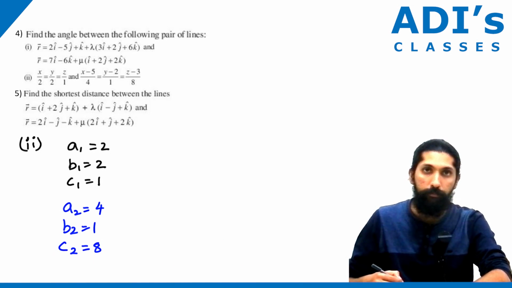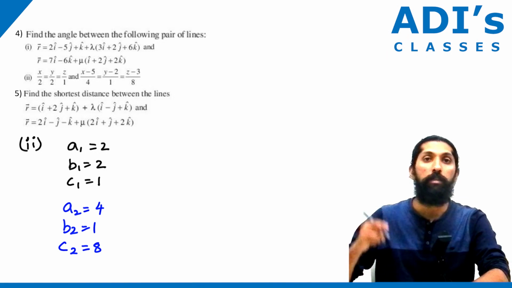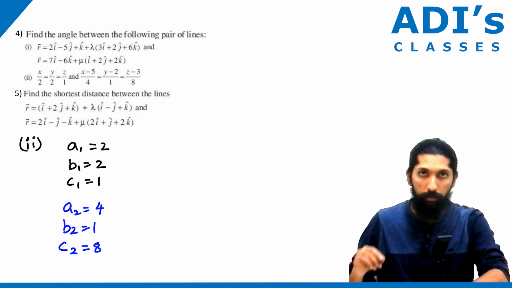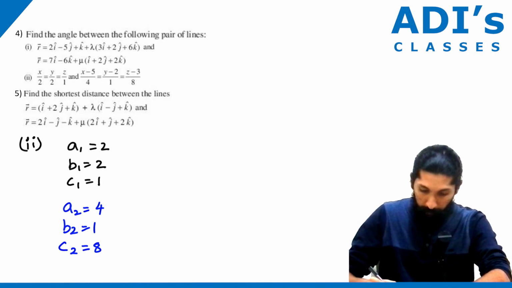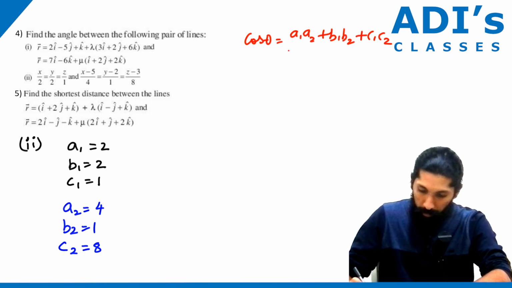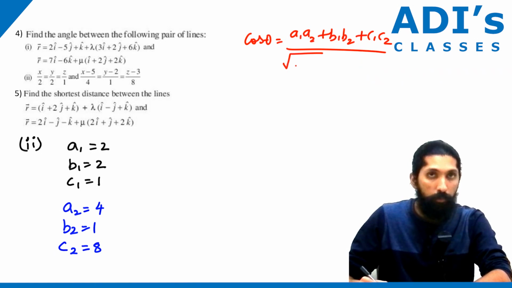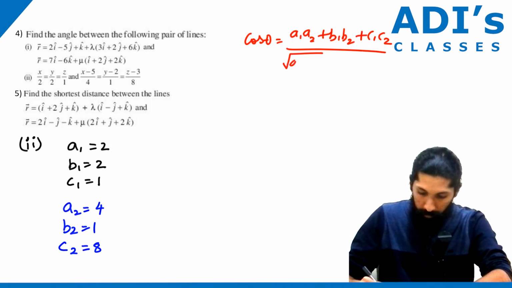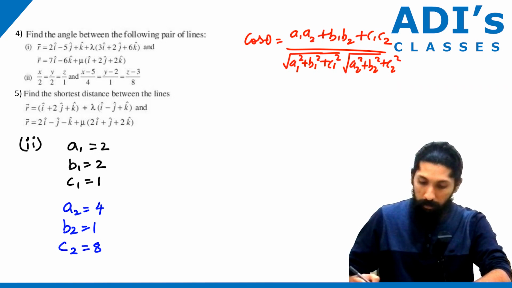We got the 3. Now what is the formula? Cos theta is A1 A2 plus B1 B2 plus C1 C2. Correct? So in this case, we'll write down the formula first. We have cos theta is equal to a1 a2 plus b1 b2 plus c1 c2 divided by root of a1 square plus b1 square plus c1 square into root of a2 square plus b2 square plus c2 square. This is the formula. Now we'll apply the values.